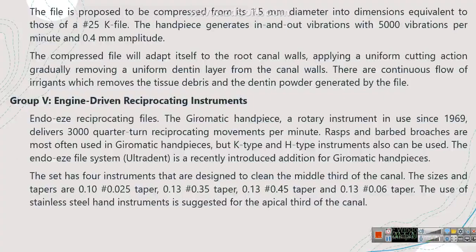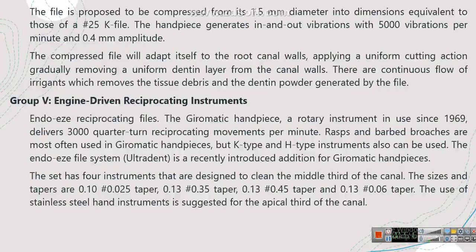Driven reciprocating instruments and reciprocating files: the Gyromatic handpiece, a rotary instrument, has been in use since 1969. So it is a simple history of how such instruments became available and were launched into the market. It delivers 3000 quarter-turn reciprocating movements per minute. So it is too fast in 1 minute.